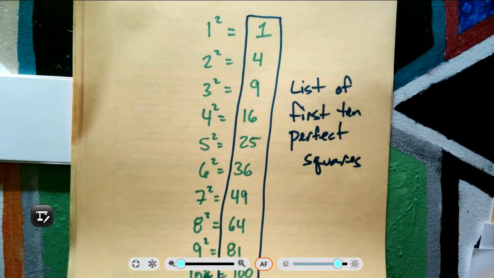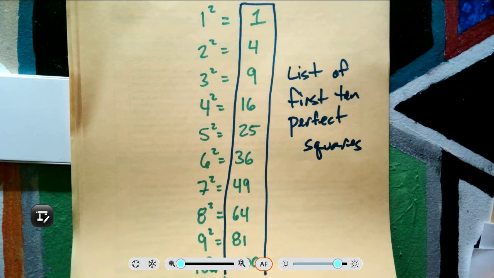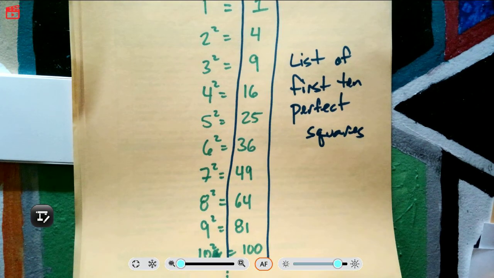Oops. There's the complete list of the first 10. And this list goes on forever. I mean, you could take any whole number and square it and add on to the list. So I could go 1,000 times 1,000, or 1,000 squared. I could go million squared. I could go 5,200,000,000 squared and get another perfect square. So there's an infinite number of perfect squares. These are just the first 10.